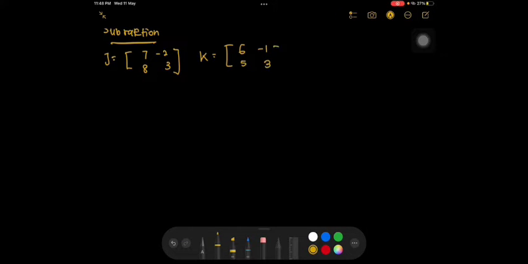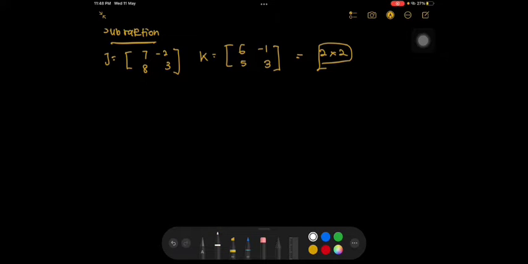For the next, we'll be using operation subtraction. What we got here is, let's say we have J, 7, negative 2, 8 and 3. For the K is 6, 5, negative 1 and 3. So this is 2 times 2 matrices.